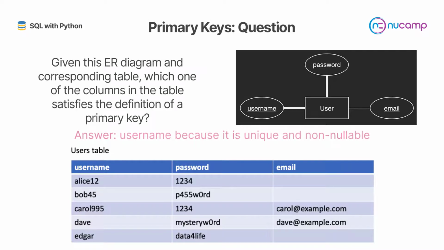Here's the answer. Only the username could serve as a primary key on its own, since it is required and unique to each user. The password could not serve as a primary key because even though it is required, it is not unique to each user. The email does have a uniqueness constraint, but it could not serve as a primary key because it is not required.